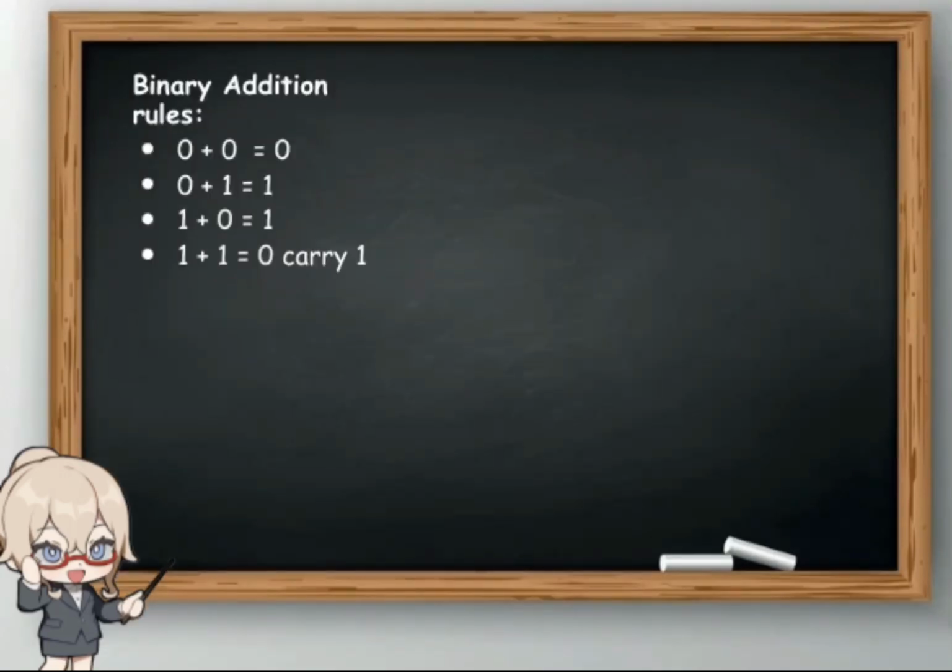Let's start first with binary addition. So, here are the rules of binary addition. 0 plus 0 is equal to 0, 0 plus 1 is equal to 1, 1 plus 0 is equal to 1, and 1 plus 1 is equal to 10, which means we write 0 and carry 1. Our example is 1011 plus 1101.